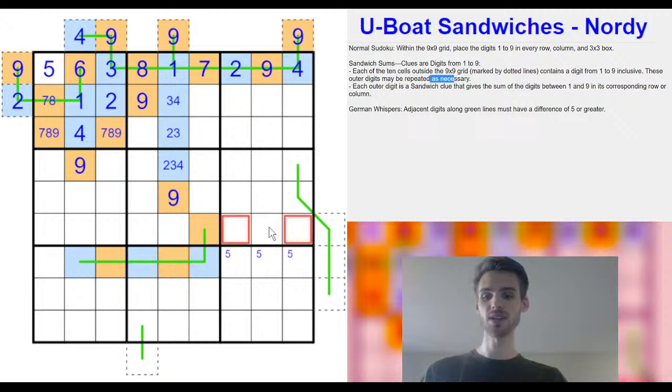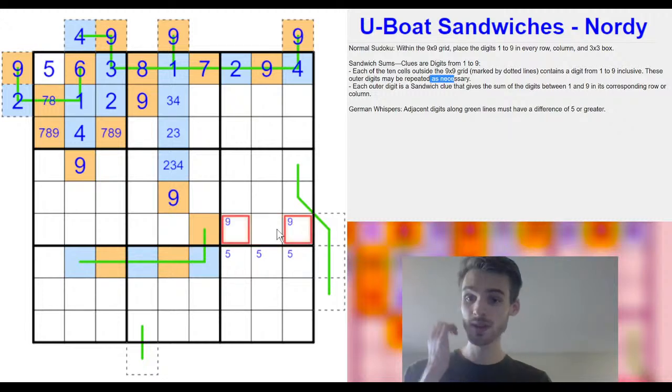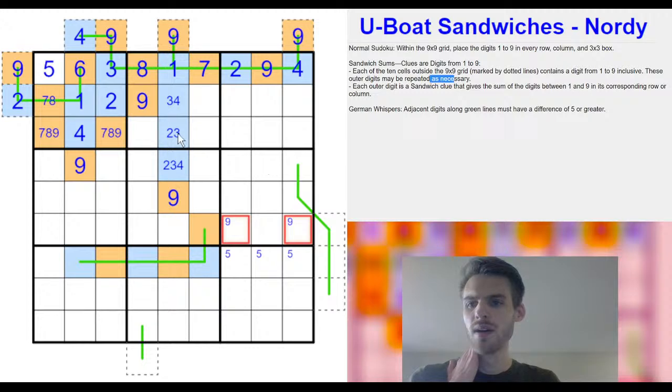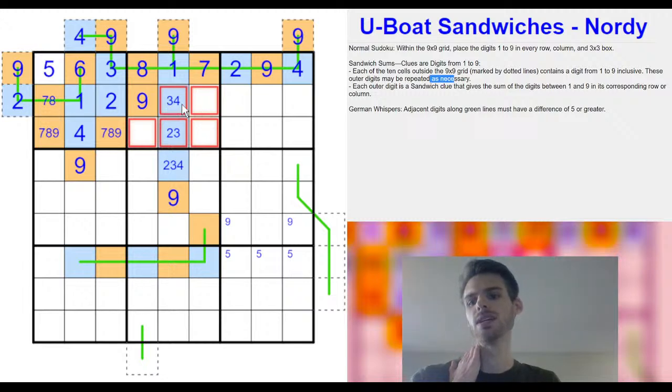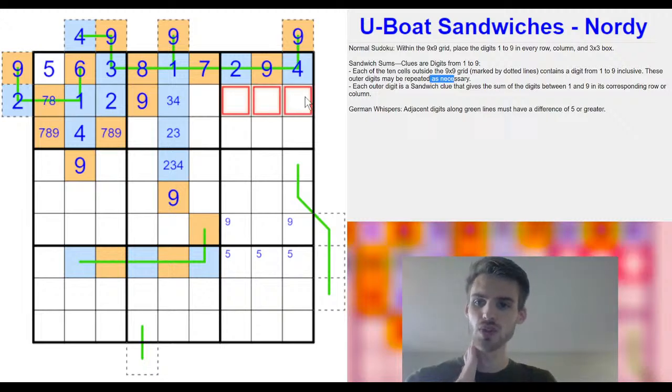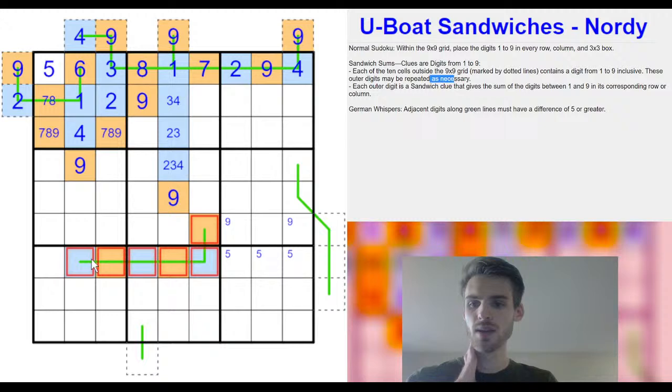There's a 9 in one of those 2 cells. So in this box, we need 6. We need another 2, 3, 4. And we need a 5. I'm not seeing that being super interesting. Let's look at this line.